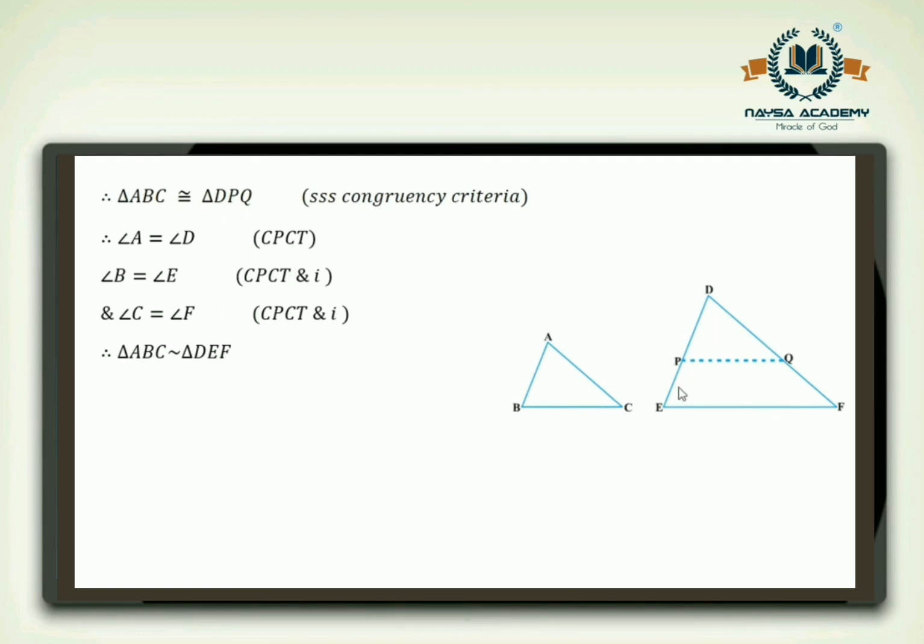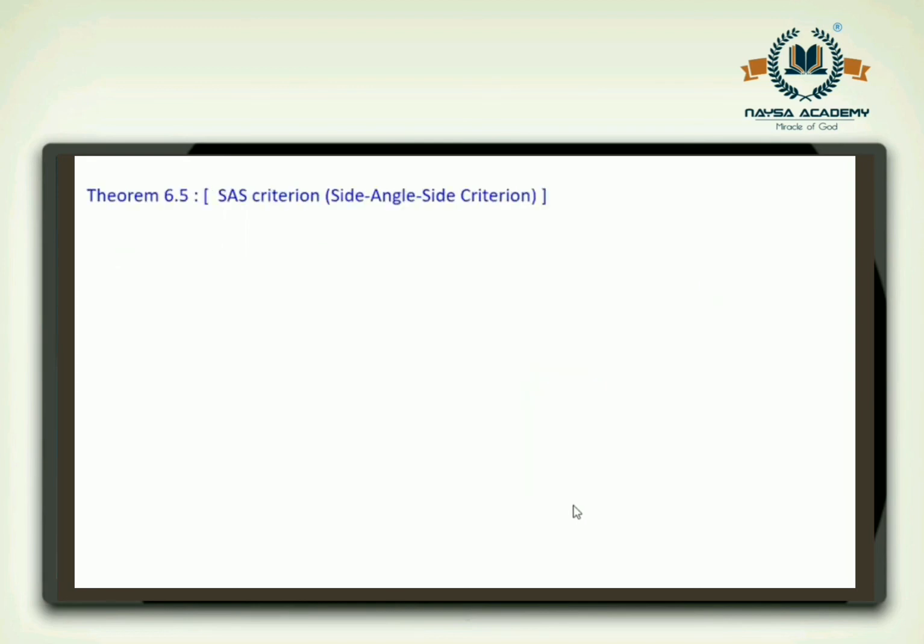Now as P and E are equal, I can say that angle B and angle E are equal, and angle C is equal to angle Q, and as we have already proved that angle Q and angle F are equal, angle C equals angle F. Hence we have proved that three angles of triangle ABC are equal to their corresponding angles of triangle DEF, and hence triangle ABC is similar to triangle DEF. So if two triangles are given and their corresponding sides are in ratio, then those two triangles are similar. Okay. Now let us see the third theorem, the side angle side criteria.